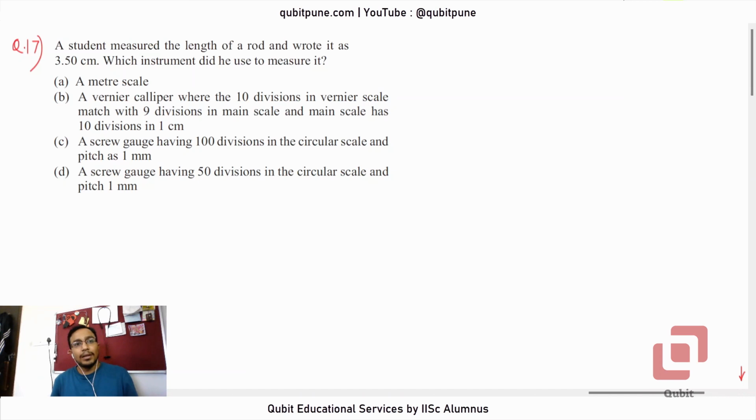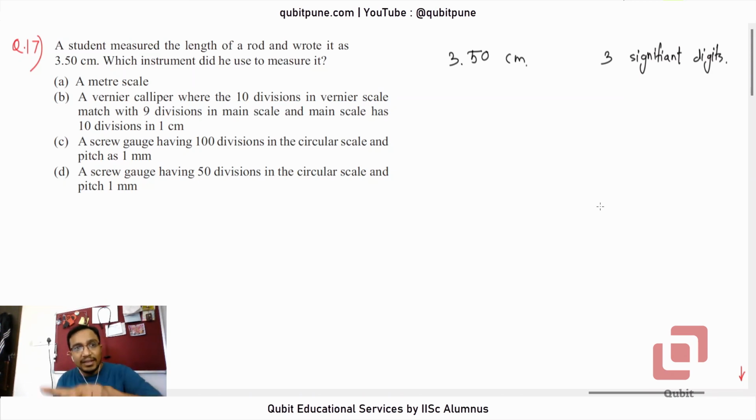Okay. Now, first of all, let us try to get the number of significant figures in 3.50 centimeters. Can you tell me how many significant figures are there? 3. No, 3. Last one is important. 3 significant digits or figures.